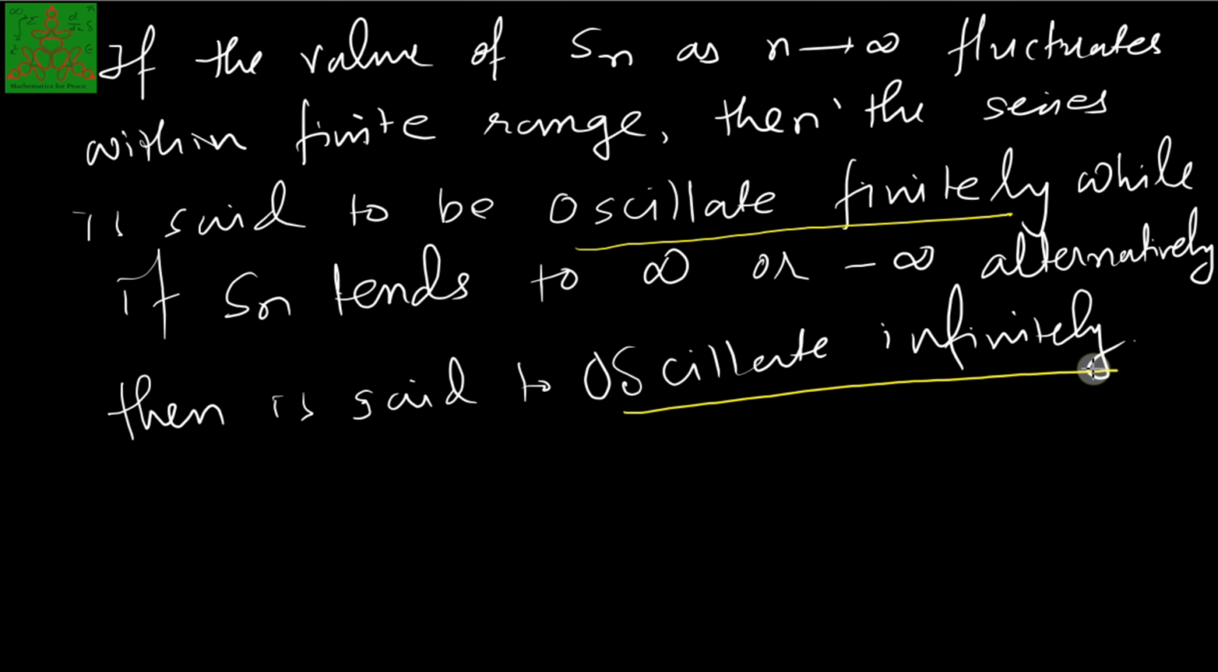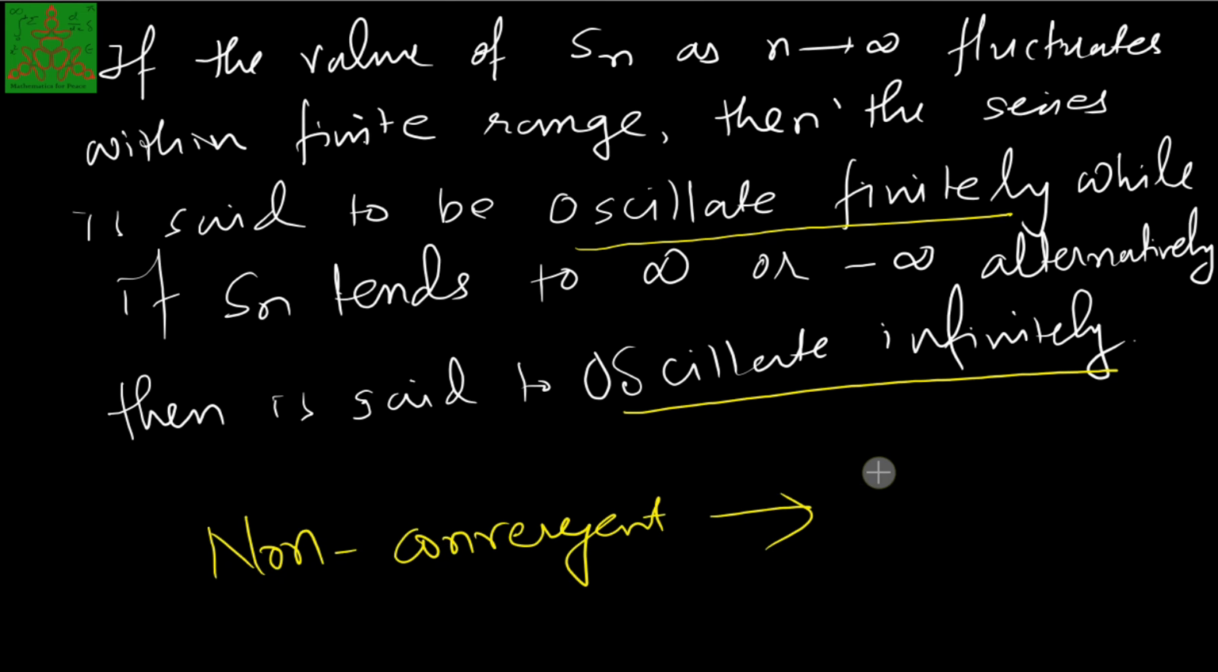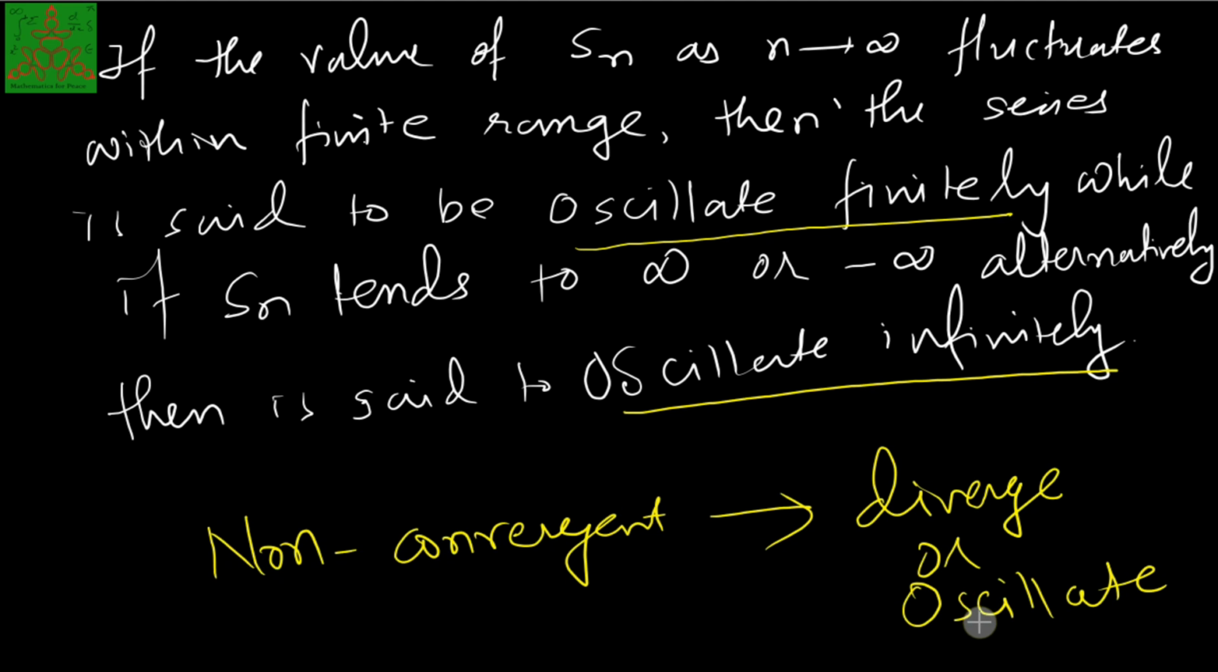A series which is divergent or oscillatory is often referred to as a non-convergent series. So non-convergent series are referred to as divergent series or oscillatory series. Here I have just told you about non-convergent series. Non-convergence means it either diverges or oscillates. Such series are called non-convergent series.